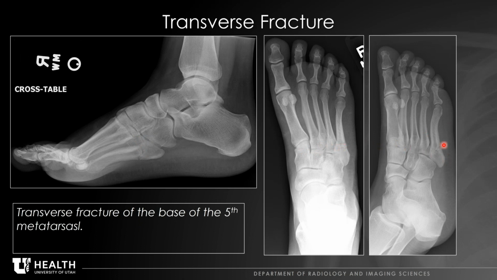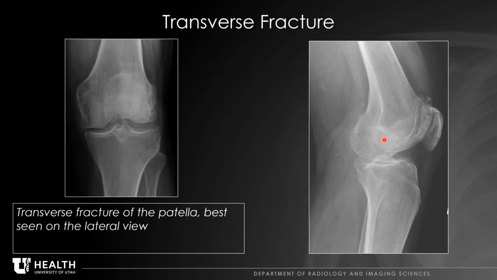On the oblique view, it does look somewhat oblique. But on all 3 views in combination, it looks more like a transverse fracture. But if you described it as an oblique fracture, it wouldn't be the end of the world. For simple fractures like this, where there's just one fracture, it's not really that important, but we just use it for descriptors.